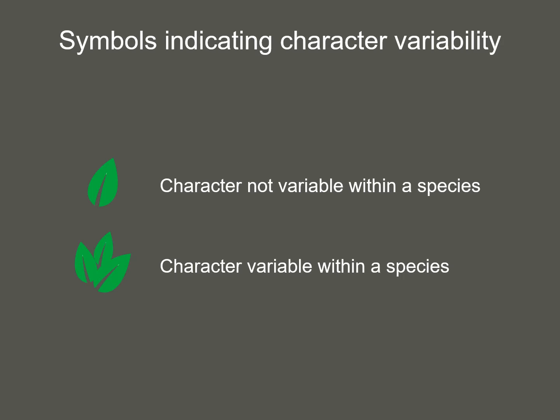I've added some symbols to indicate the variability of the different characters. One leaf being the character is not variable within a species, and the 3 leaves being that the character is variable within a species. It's always good to keep in mind which characters show some variability.